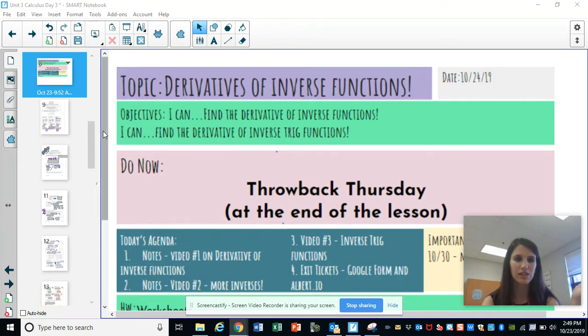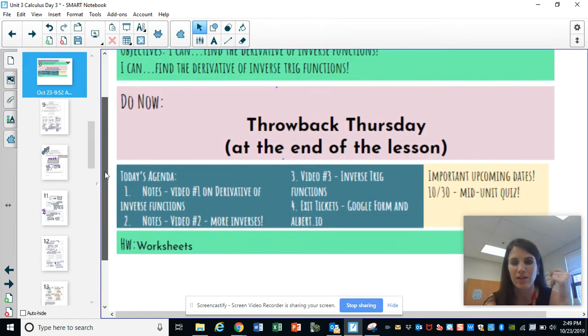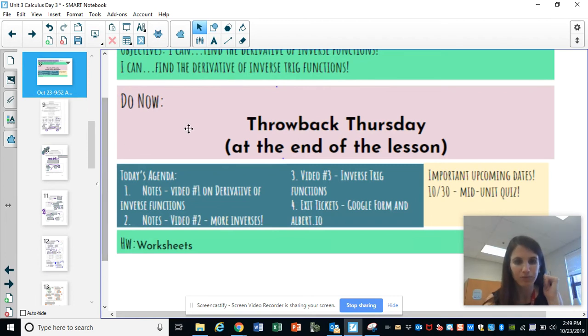So on this first page, you'll just see what you normally see every day. Here's our topic for the day. We're going to be talking about derivatives of inverse functions, and that includes inverse trig functions. It's Throwback Thursday, so at the end of today, you'll have some throwback questions on Albert. Now, for today's agenda, my goal, and this is when I'm just starting, so this might be different, is to condense today's lesson into 3 short videos that are going to be 15 minutes or so. And then at the end, I'm going to have you do an exit ticket using a Google form, and also answer some questions on Albert to show that you've actually learned the material that you've learned today.